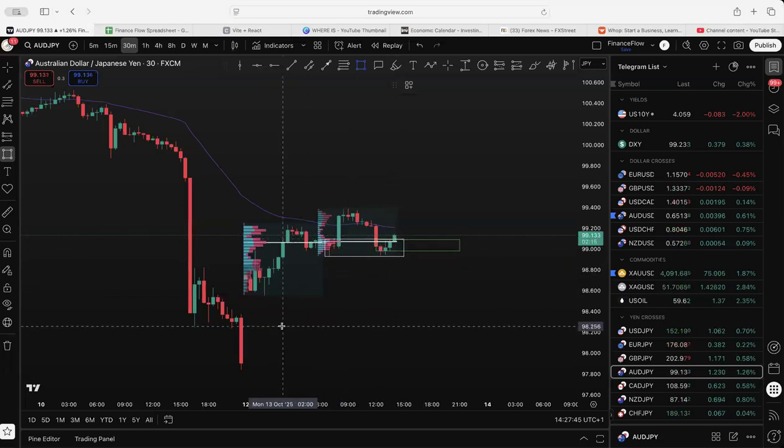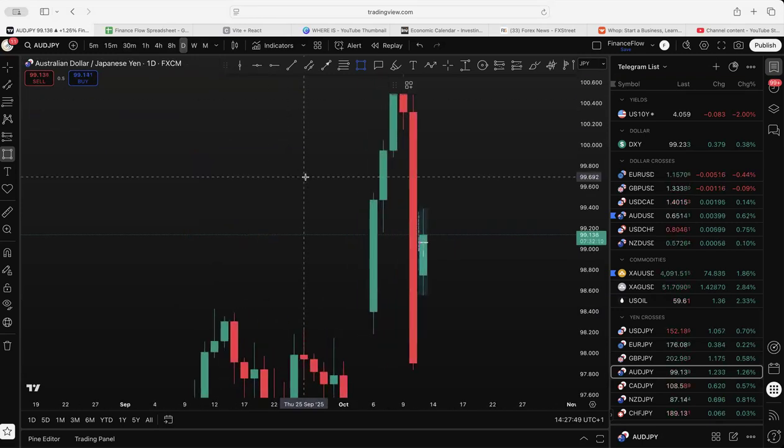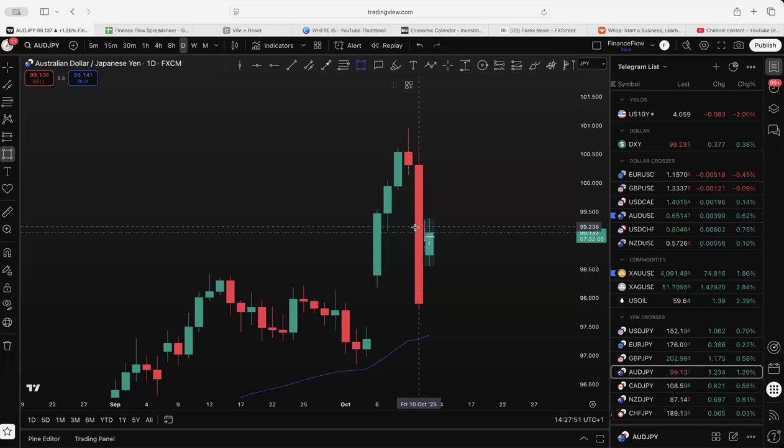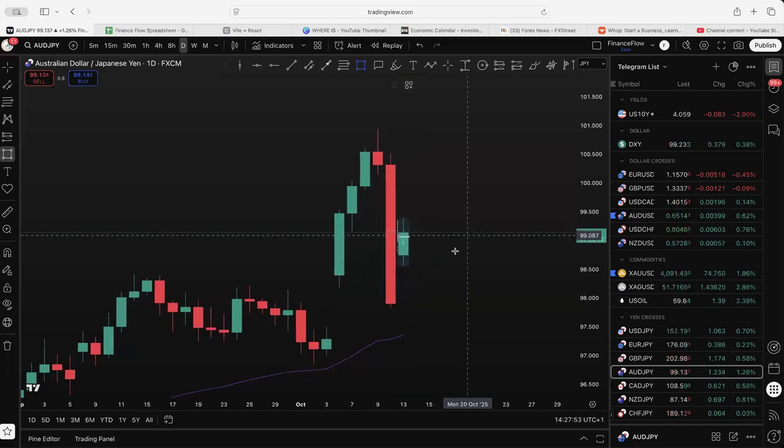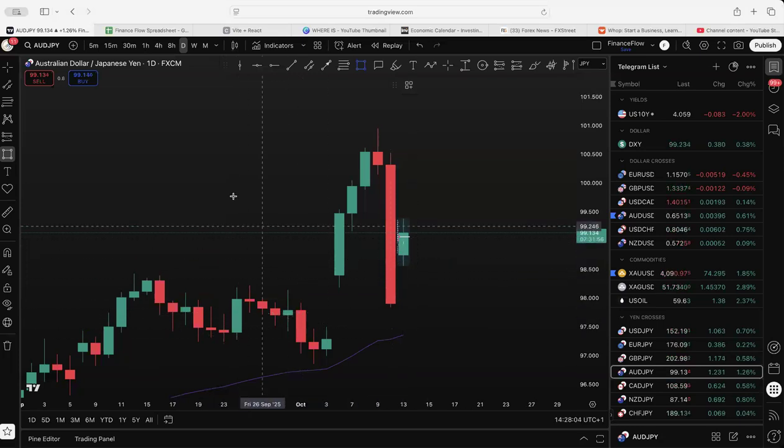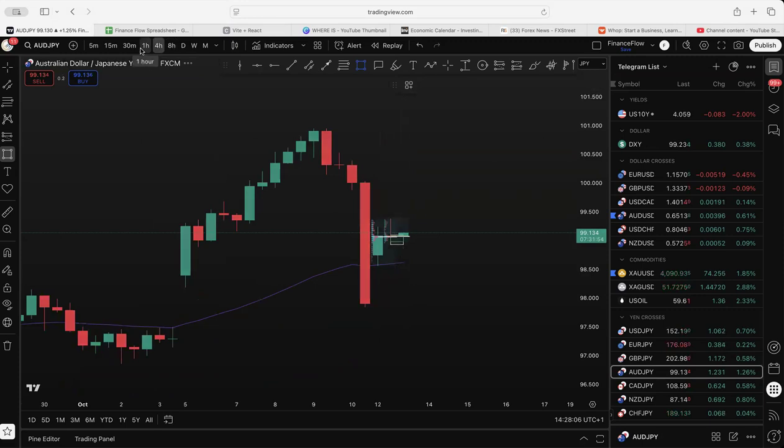Yen has been hit so hard, and if you look at how much it's moved today, probably not as much as it did Friday. So there is movement there, but AUD yen doesn't tend to move that much more than what it already has. So just be aware of that.